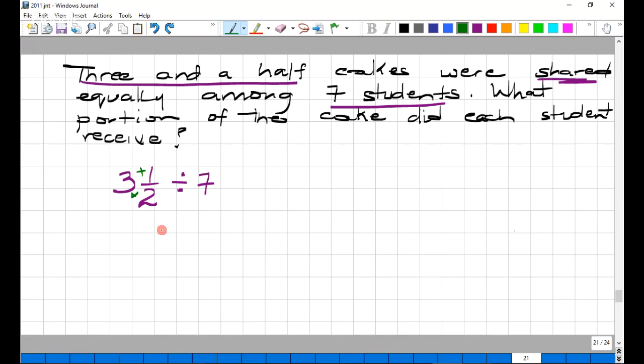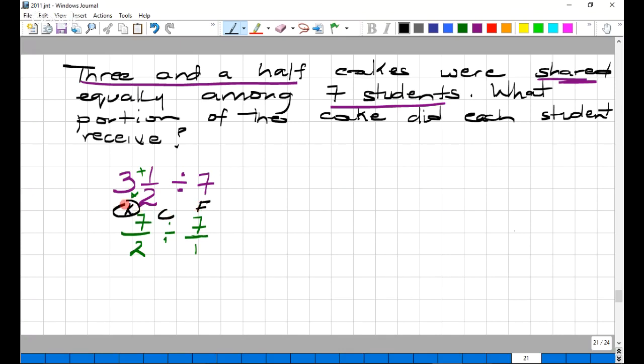So we have 7 over 2 divided by 7 over what? 1. Why do we put 1? Because we want to change the whole number into a fraction. What's the next step, sir? So we're going to keep the first fraction, then we're going to change, and we're going to flip.